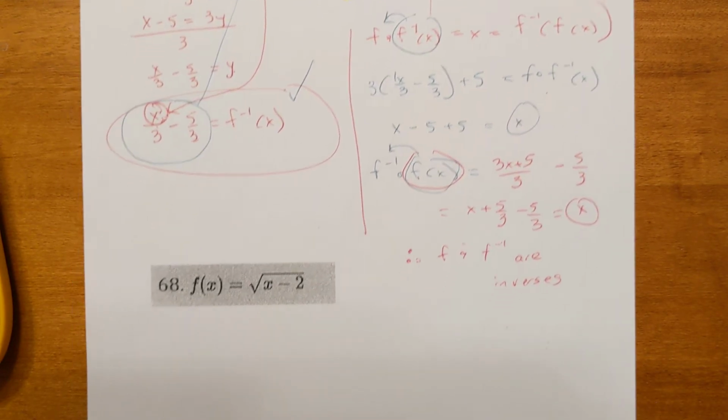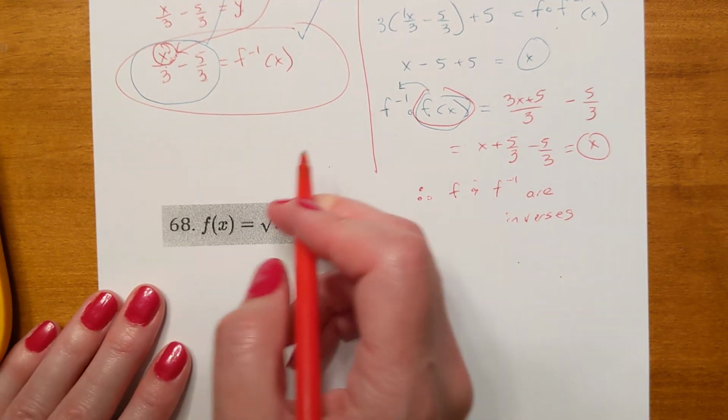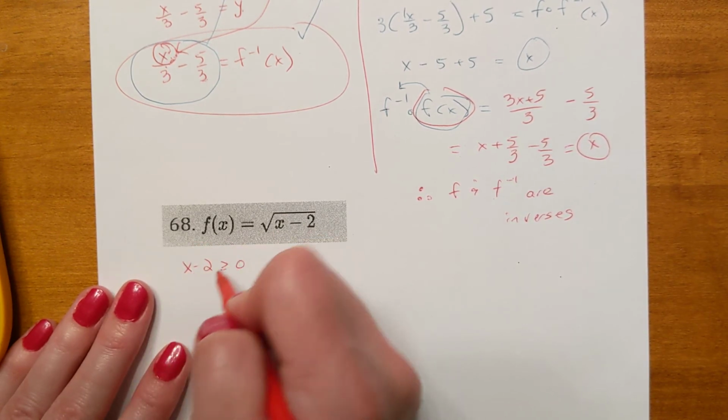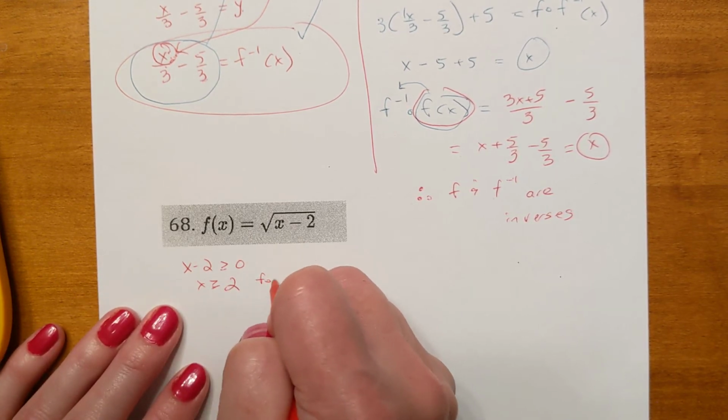Okay, on the next one, notice we're going to have a domain issue on it because we're taking the square root, and whenever you take the square root, you're not allowed to take the square root of a negative number, so let's talk about that right now. X minus 2 has to stay greater than or equal to 0, so x needs to be greater than or equal to 2 for the domain.